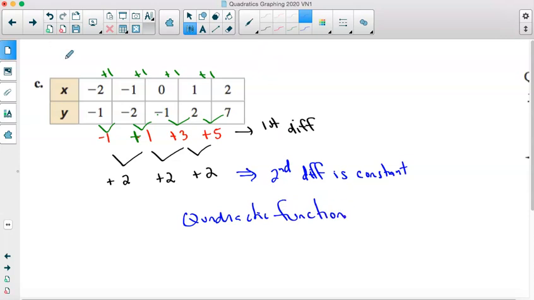Okay, so there's a quick little example of linear, exponential, and quadratic functions either from a graph or a table.